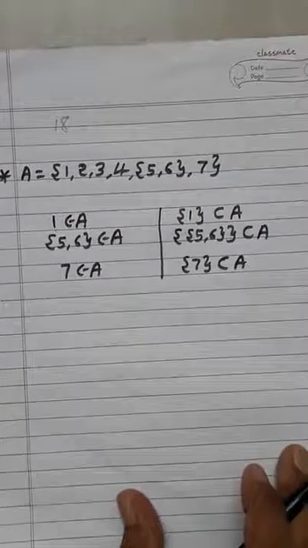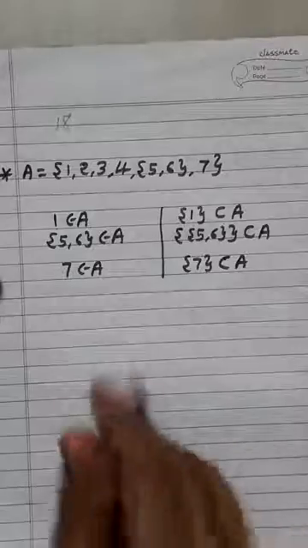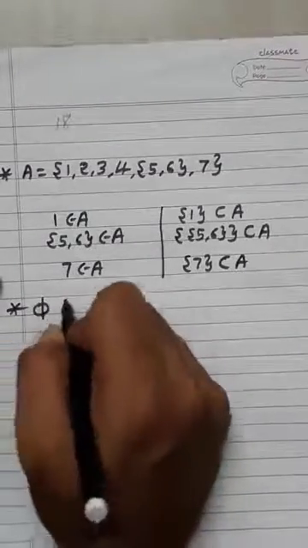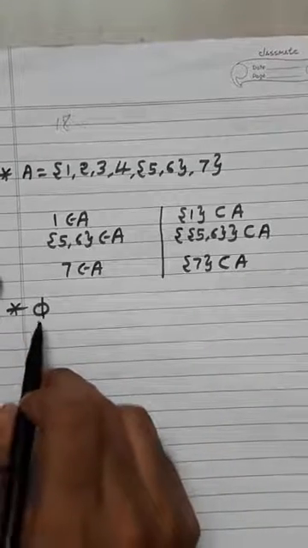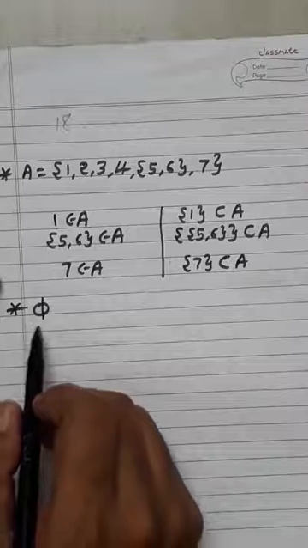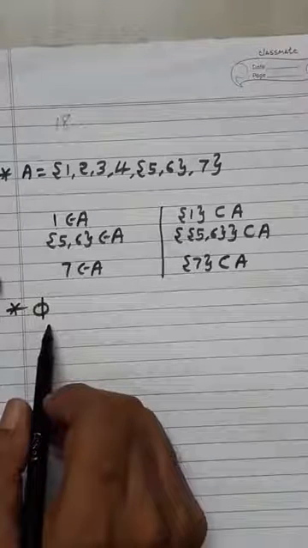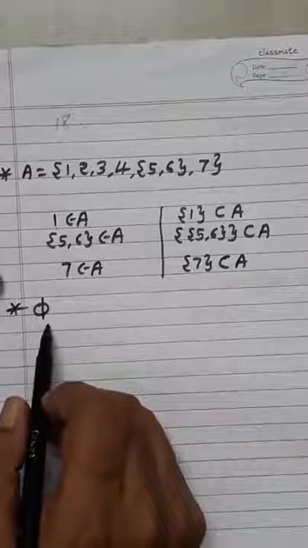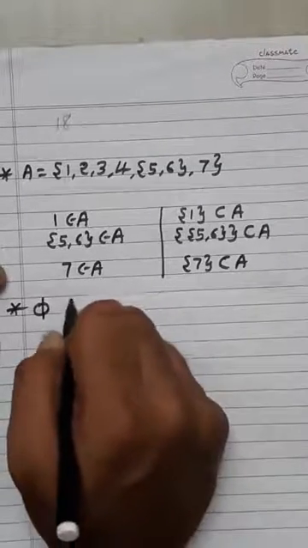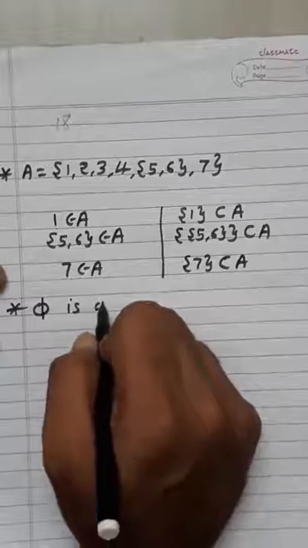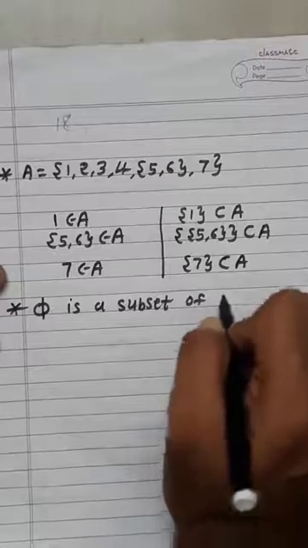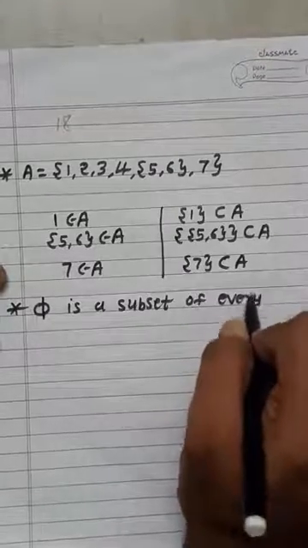Okay, now null set. Another word for this set is called empty set. Null set or empty set, that means no element is present in this set, so we can say that it is called the empty set. Now remember, null set is a subset of every set.